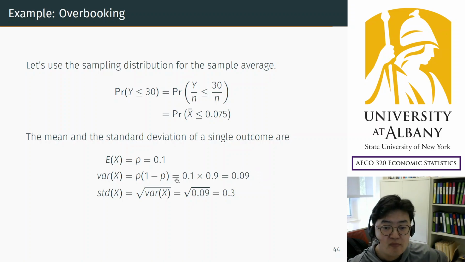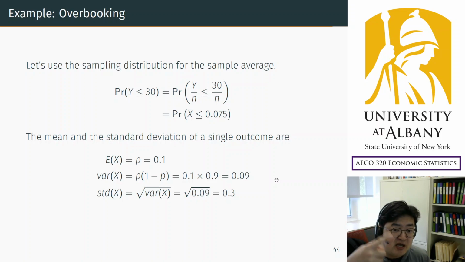But what's more useful is the standard deviation, which is the square root, and it gives a nice simple number, 0.3 standard deviation, right? So anyhow, in the end, for a single reservation, the mean is 0.1, standard deviation is 0.3. We are going to extend this single reservation mean and variance to the average of 400 reservations.